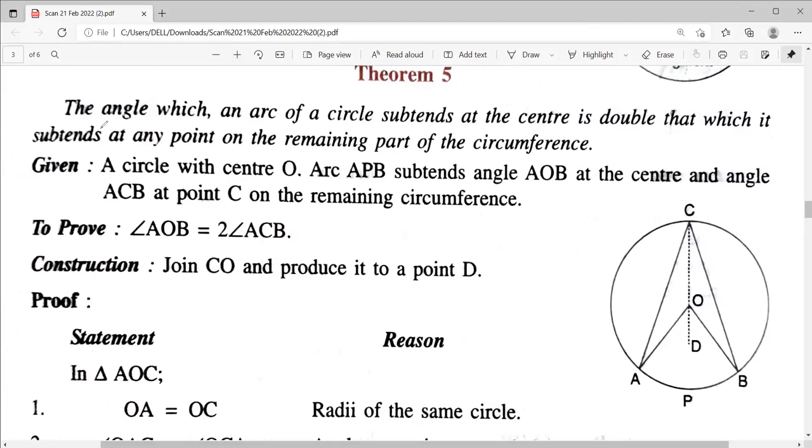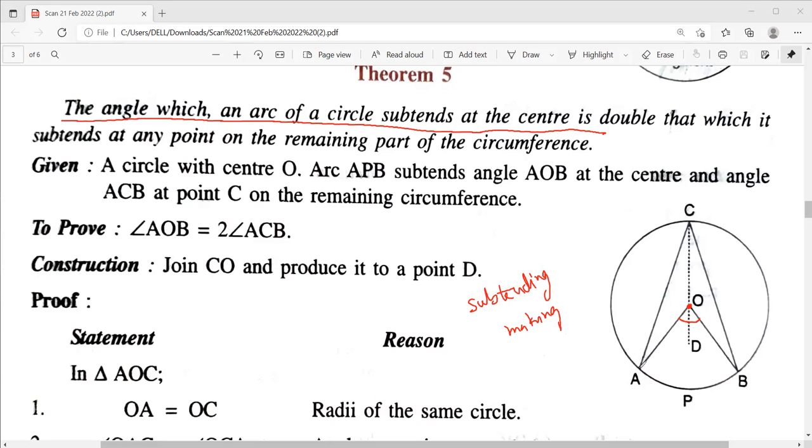You can check here. What was the statement? The statement was the angle which an arc of a circle subtends at the center. Okay. So look at this. There is an arc here. The arc is AB. I want you all to focus to the arc AB. Okay. And this arc AB is subtending, that is making, an angle at the center. See, this is center. So arc AB is making an angle at the center.